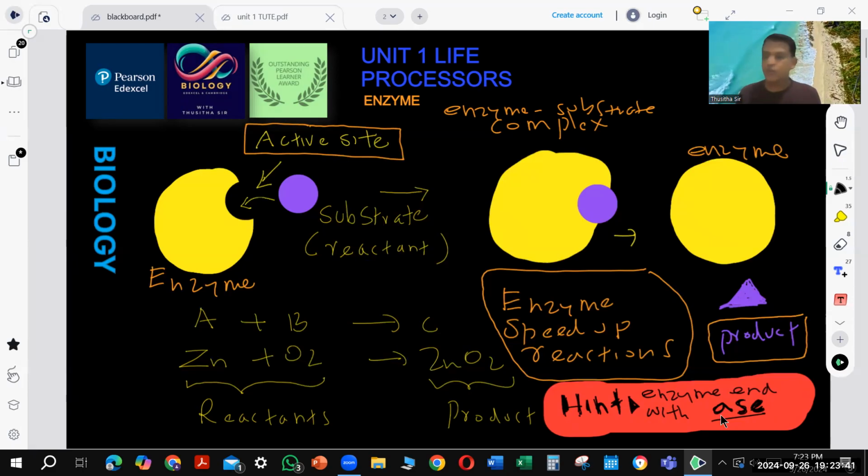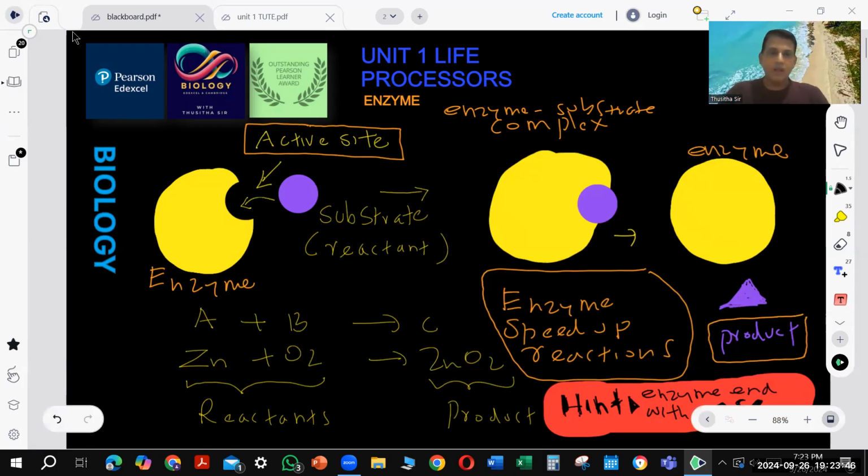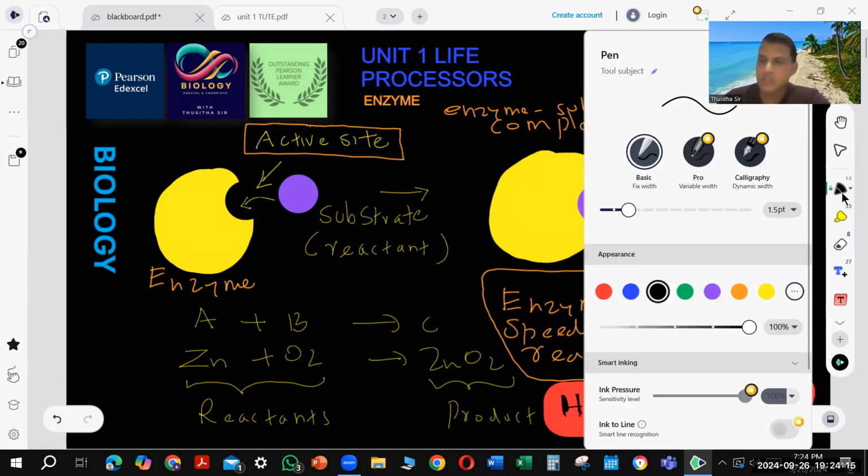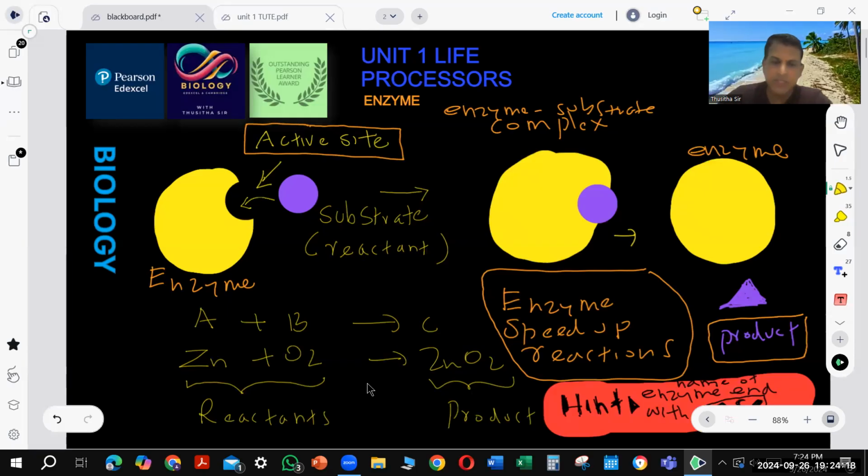Okay, you can also copy this hint: the name of an enzyme ends with ase. I don't have enough space to write it all, so: name of enzyme mostly ends with the word ase. So this is very important to identify an enzyme. For example, I think someone said an example of an enzyme is insulin.